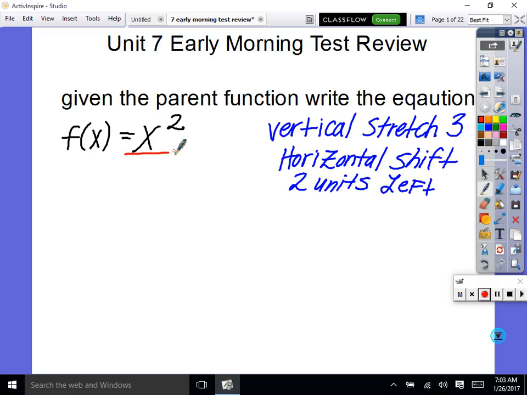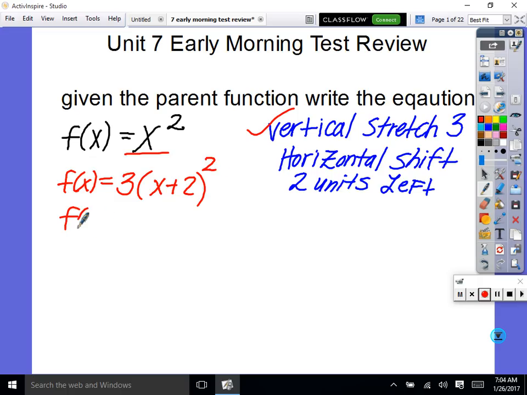This x squared, so our vertical stretch would be 3. So you'd rewrite f of x is equal to 3, multiplied in front. And then your horizontal shift is left and right, 2 units left. This has got to be in parentheses, x, you go opposite, right? Plus 2, and then this has got to be squared.